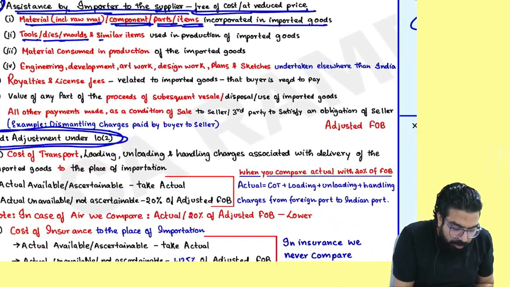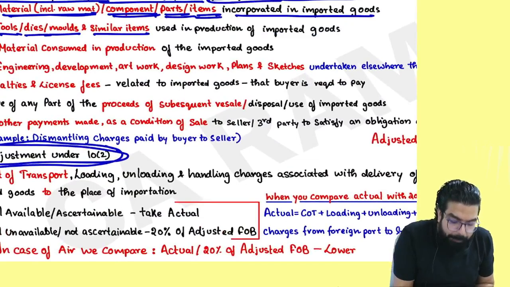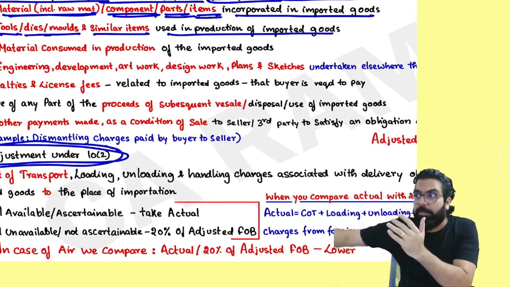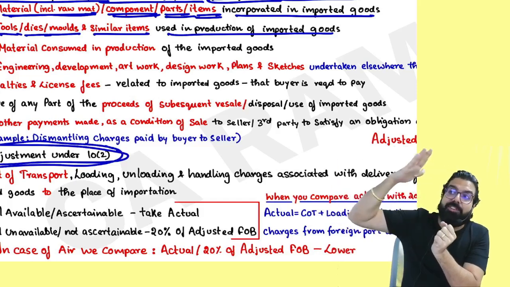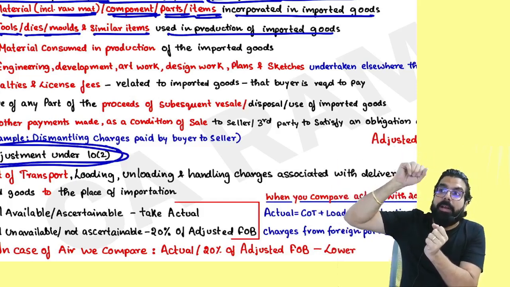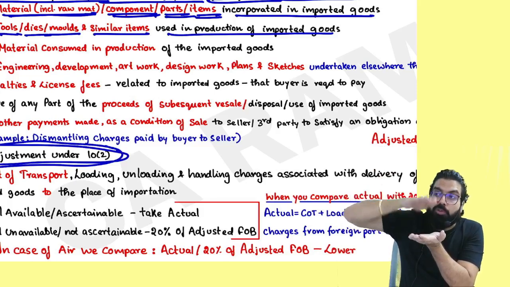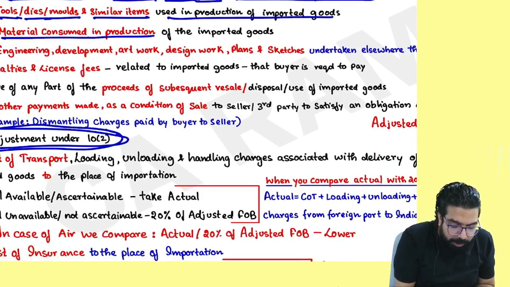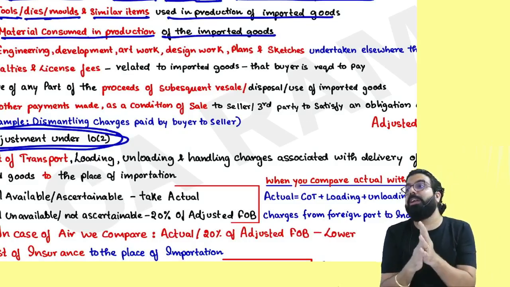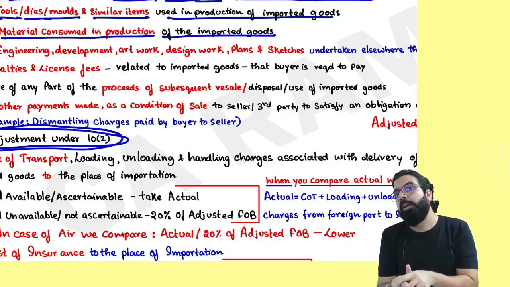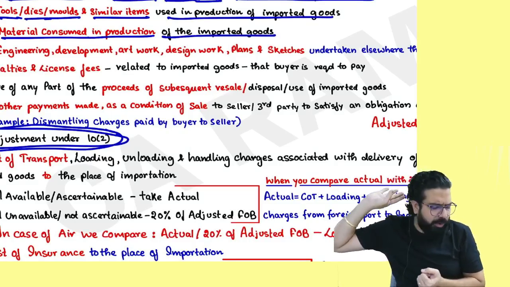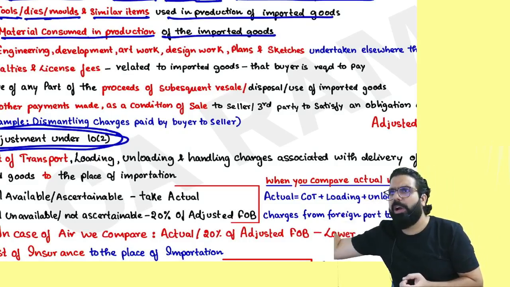Tools, dies, molds and similar items used in the production. I gave some tools, I gave some molds, I gave some dies. He used them, made the shirts and gave them to me. Remember, in that also he'll charge me less, so it should be added back. Next. Material consumed in production of the imported goods. I went ahead and gave him, supposedly, oil. Oil is the material which I gave. I told you, use it for your machine. He used the oil.